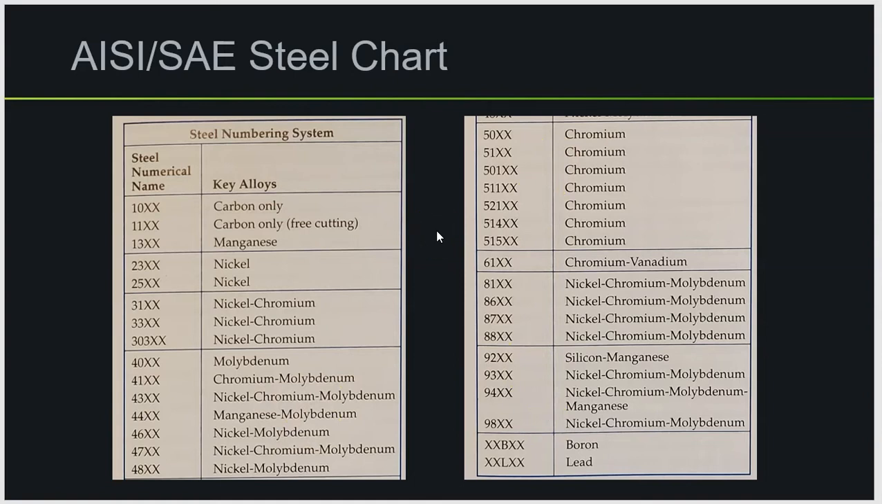So depending on what you're doing, how you're going to be preparing the material, what types of heat treats you might have to use, what welding processes, which welding electrodes, all these different factors are going to be based on what type of metal we're working with.